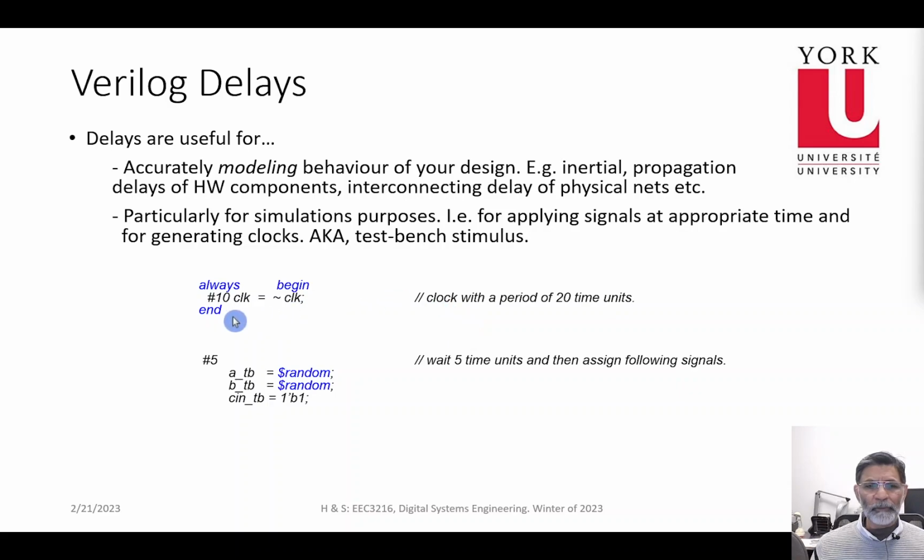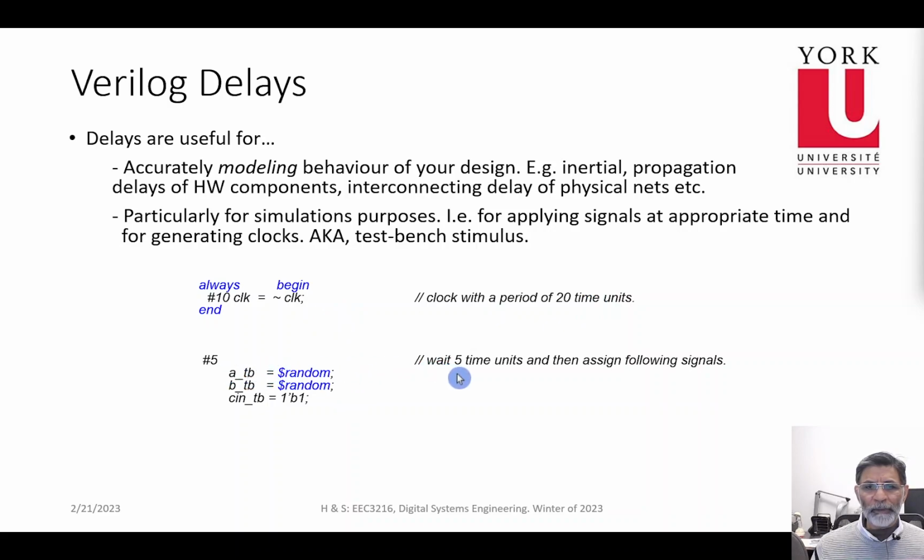So this is example code of using delay. Here I have an always block, and every 10 time units I toggle the clock. So whatever the original value of clock is, 1 or 0, this is the opposite of that. So the period of clock would be 20 time units, because every 20 time units we will have 1 period of the clock.